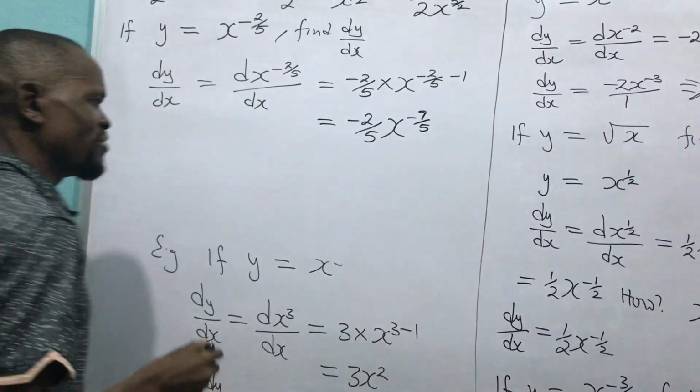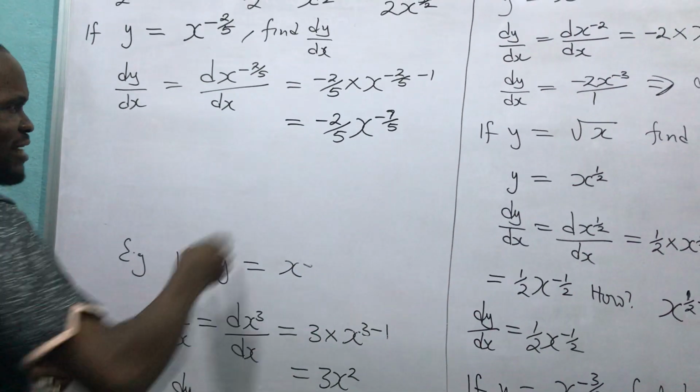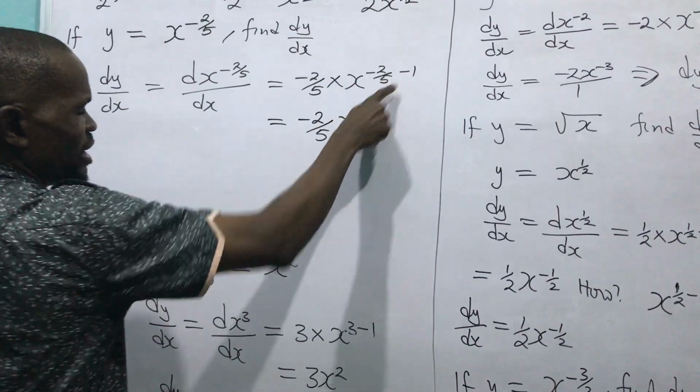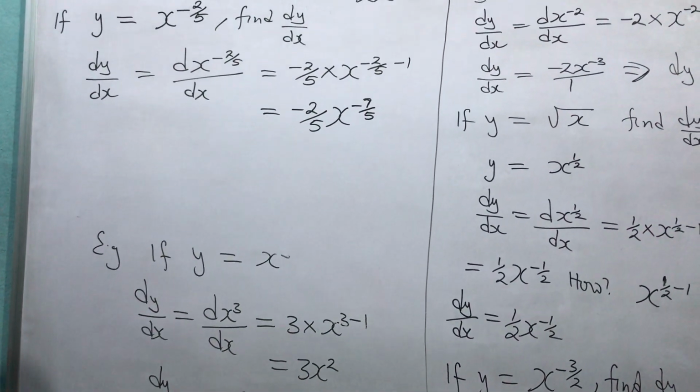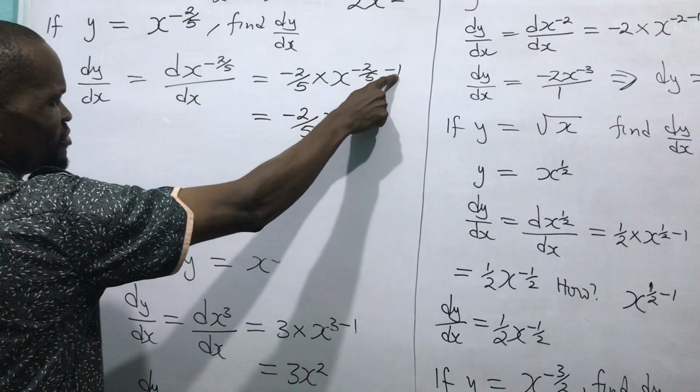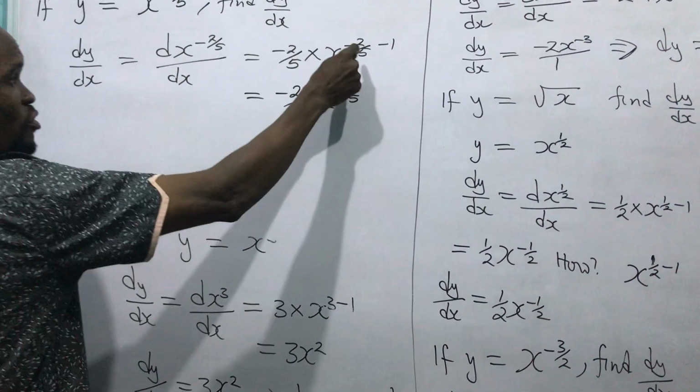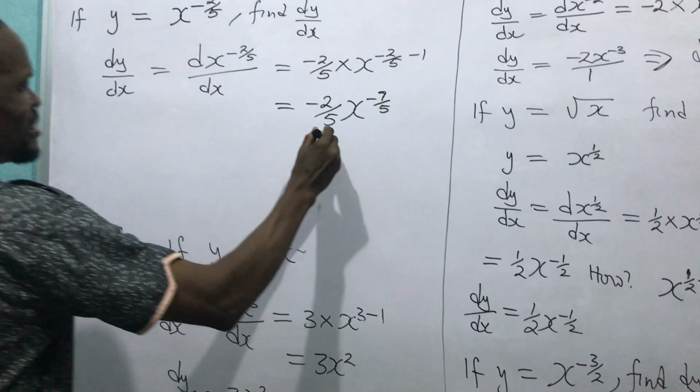Minus 7 over 5. I get it. I said 5 times minus 1 will give me minus 5. Minus 2 minus 5 will give me minus 7 over 5. And that gives me the answer.